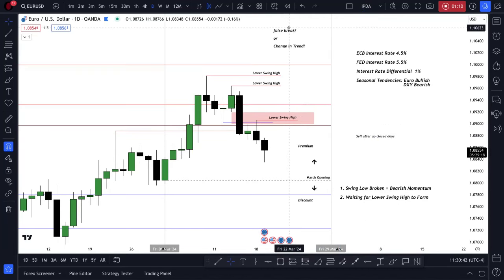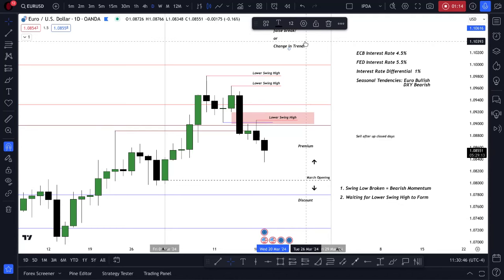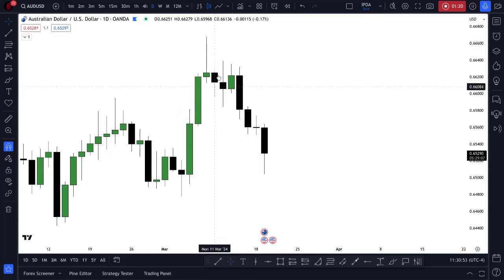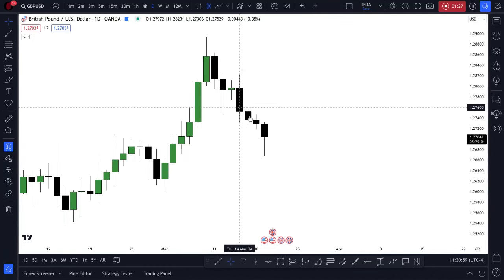So we're going to keep this here as a note. We know that it's not a false break anymore. We would concur that it's a change in trend. And we can see that happening in other pairs as well. So if we were to look at, for example, AU selling off, we can see that it's falling down. Let's go up. GU also trending lower. Last 4 days here, selling lower.